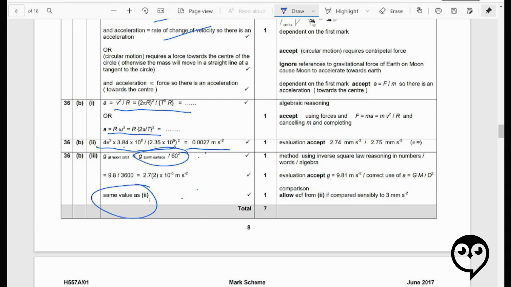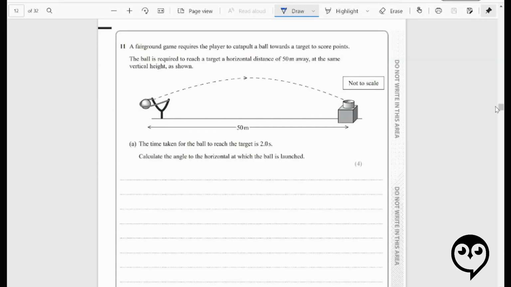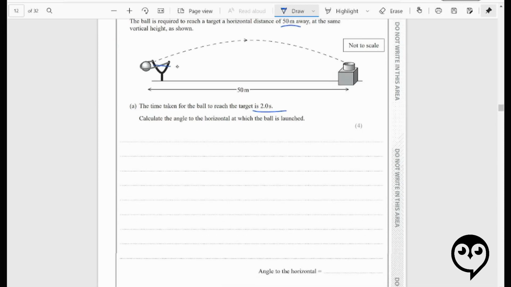Okay, and we've already explained how we got that. Again, pause the screen if you want to see words of wisdom from the examiner and the mark scheme people. Okay, and I've got a question here from Edexcel 2018, the paper 1, Core Physics 1. It's a projectile motion question. We're going 50 away. The time is 2 seconds. Calculate this angle here to the horizontal.